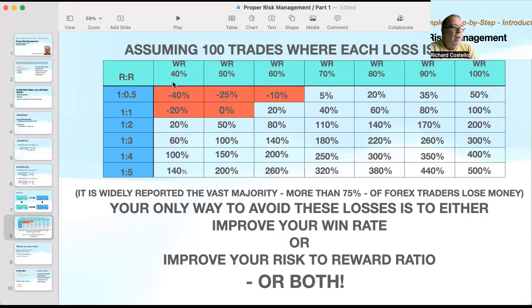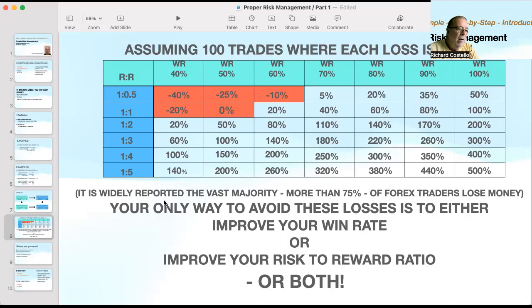So this is in this red area, which I'm guessing a lot of new traders find themselves in. I've actually read in several places that the vast majority, definitely more than 75% of Forex traders lose money. And that has got to be because they're in this red zone here. Either their risk to reward is too low or their win rate is too low.